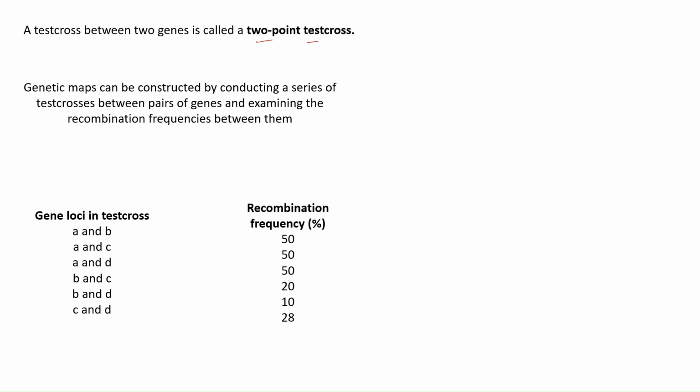How? Let's see. Here, some gene pair test crosses are given with their recombination frequencies. The test cross between A and B is 50%, A and C 50%, A and D 50%, B and C 20%, B and D 10%, and C and D 28%. In the last video, we learned that 50% recombination means those genes are either on two separate chromosomes or at least in two different linkage groups.